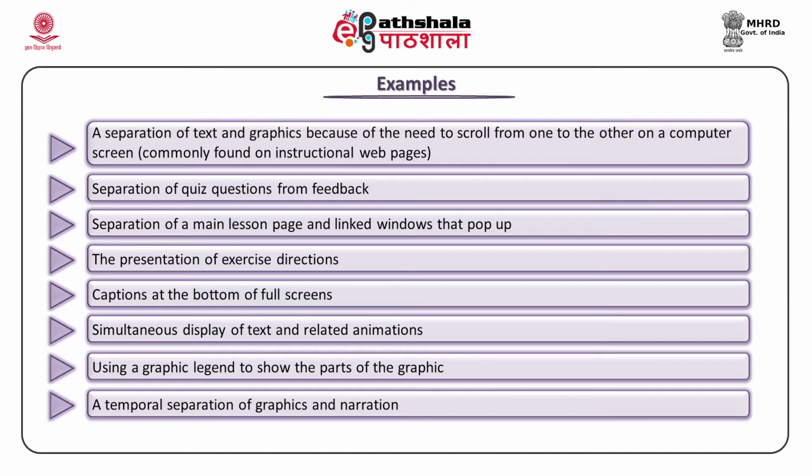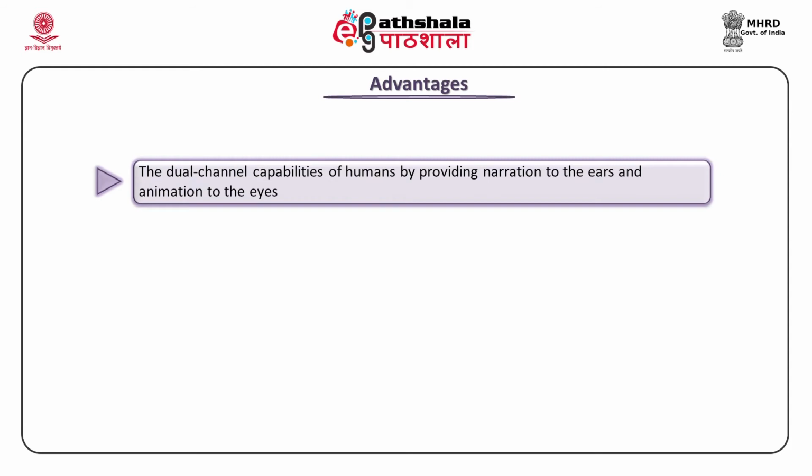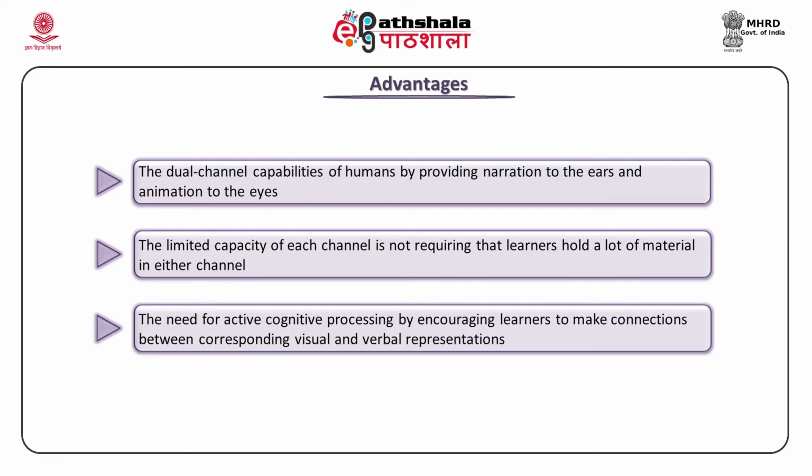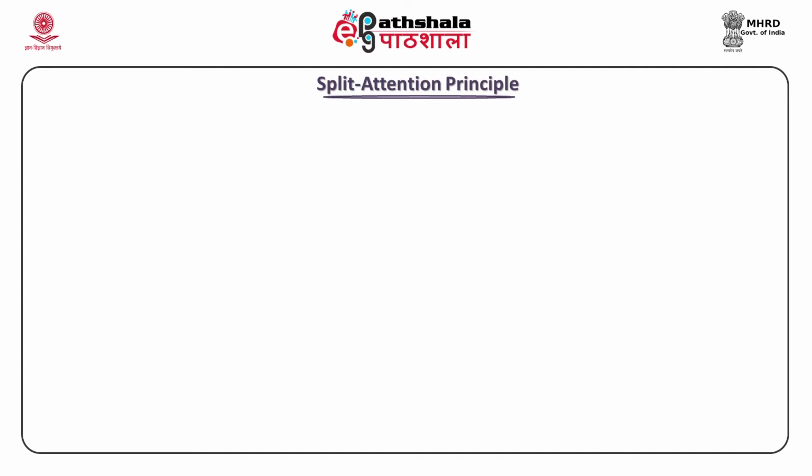If we use temporal contiguity, there are certain advantages. The dual channel capabilities of humans are activated by providing narration to the ears and animations to the eyes. The capacity of each channel is not overloaded and does not require that the learner holds a lot of information in either channel. And there is the need for active cognitive processing, encouraging the learner to make connections between corresponding visual and verbal presentations.